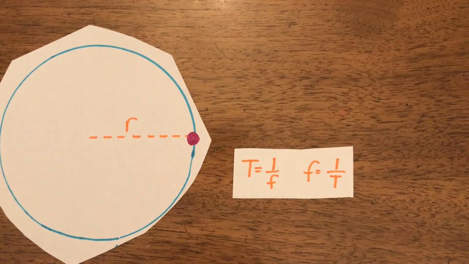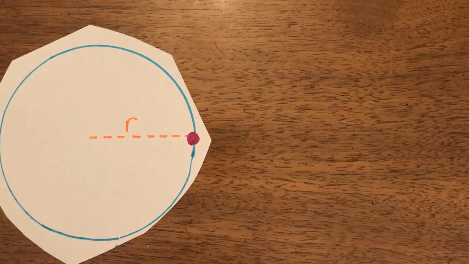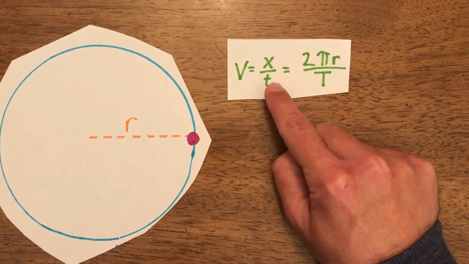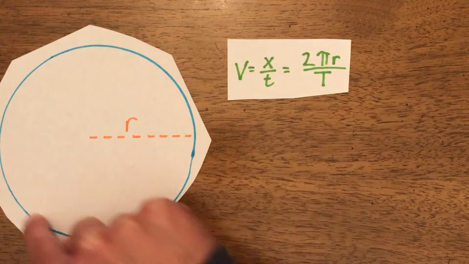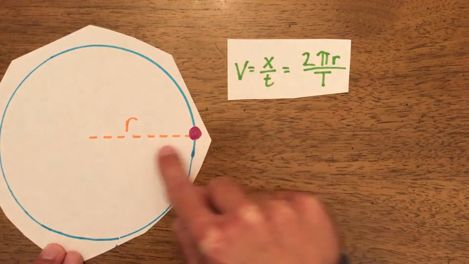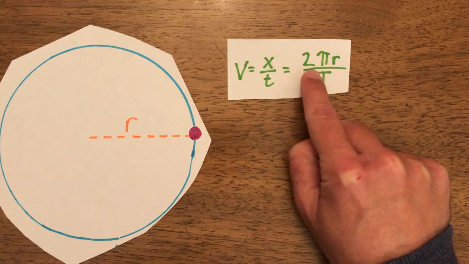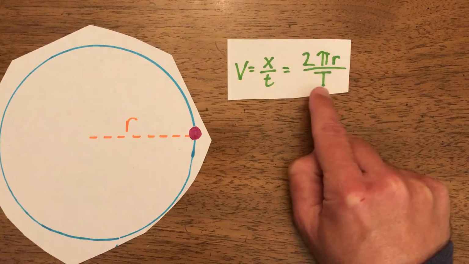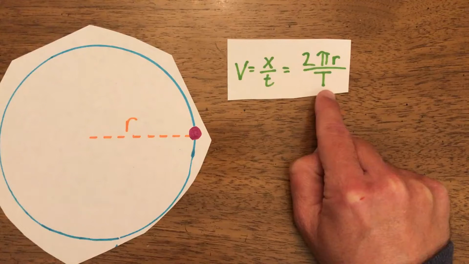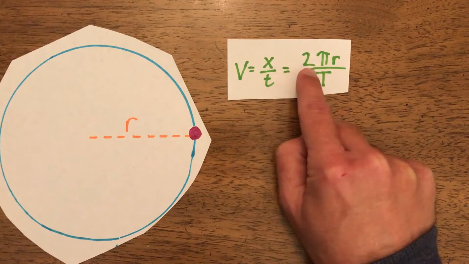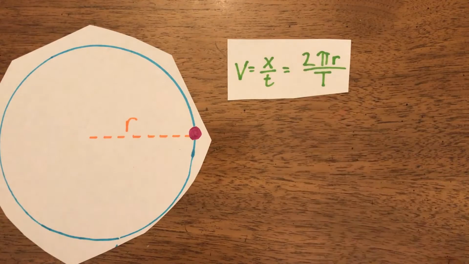Another thing we might be interested in is the speed at which it goes around. Remember that speed is always distance over time. But we're going to be interested in going around once. If we go around once, we go around the circumference. To find the circumference, that's 2 pi r. Well, we've just discussed the time to go around once is the period. So the velocity of something going in a circle is 2 pi r divided by the period.